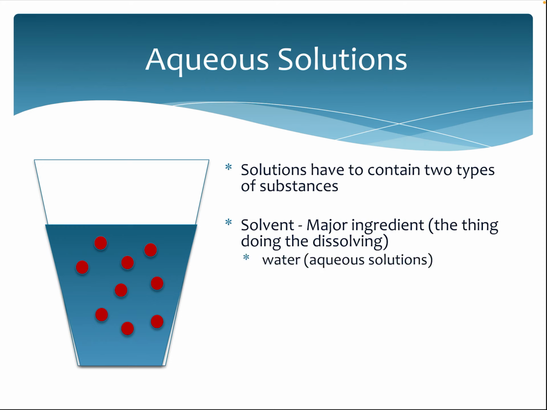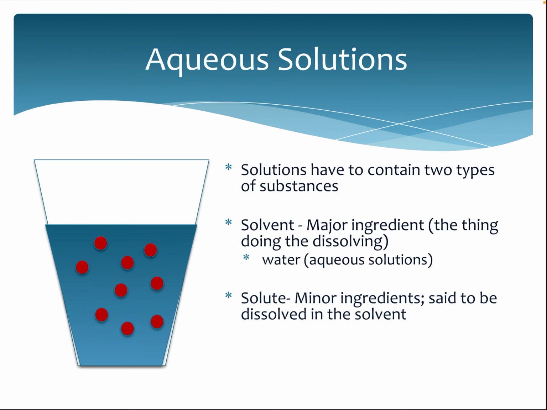Again, if the solvent is water, since it's so common, we actually have a name for those. Those are called aqueous solutions. You've seen that word before. So if the thing is dissolved in water, like many, many things are, we call those aqueous solutions. And the thing that's being dissolved in the solvent, we call that the solute. It's the minor ingredient. Like if we're talking about salt water, then water would be the solvent and salt would be the solute. So again, those are the particles that are dissolved in the major solvent.